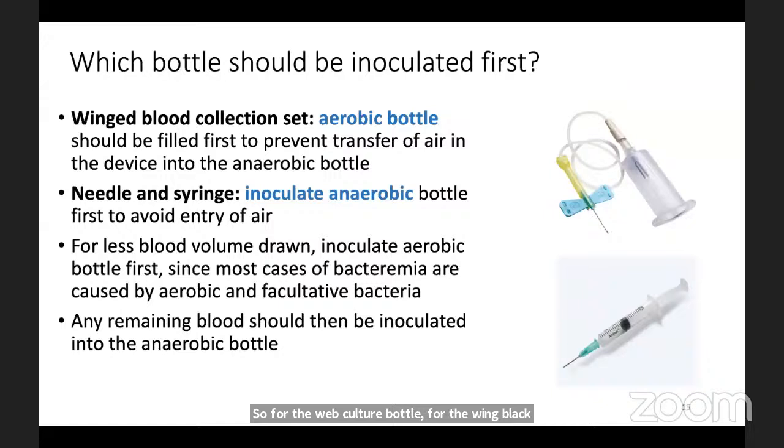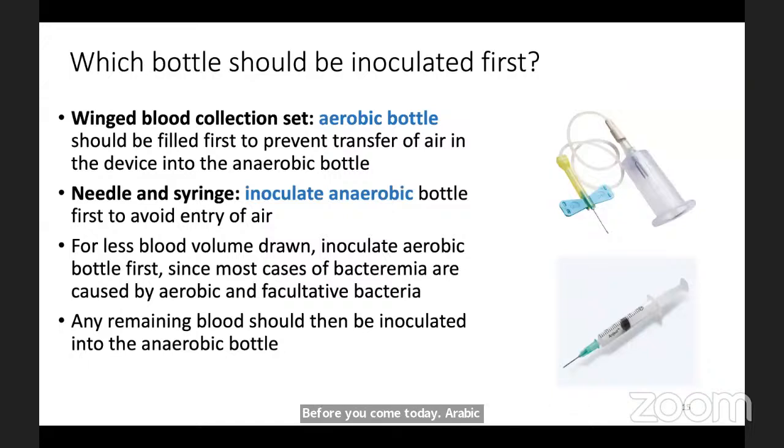Now it is vice versa for the needle, because for the needle, the blood is already full. The top of the syringe rather has air. So you inoculate the anaerobic bottle first before you come to the aerobic bottle.